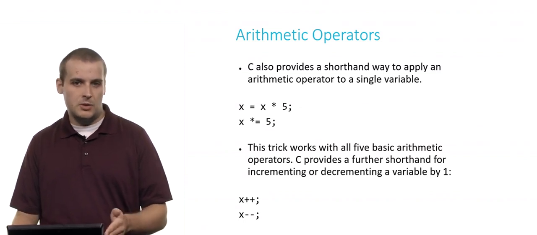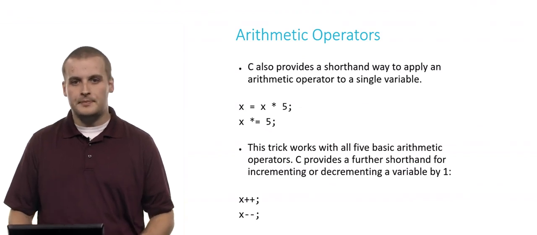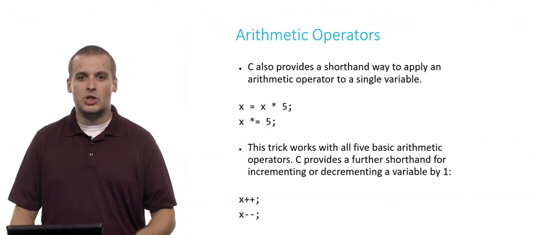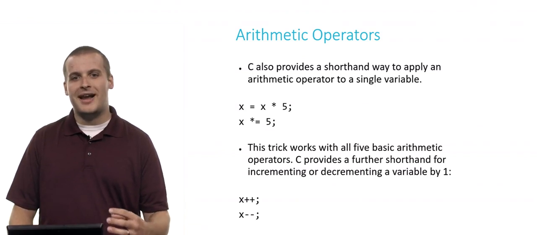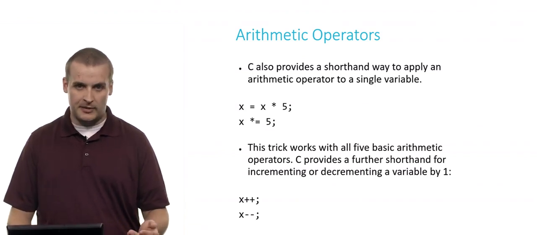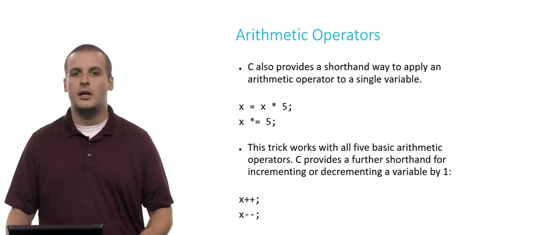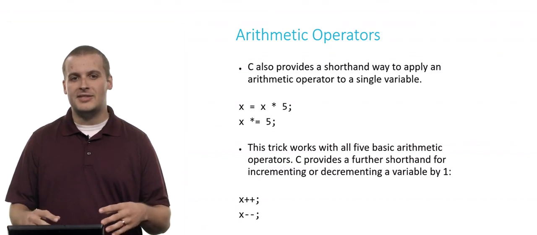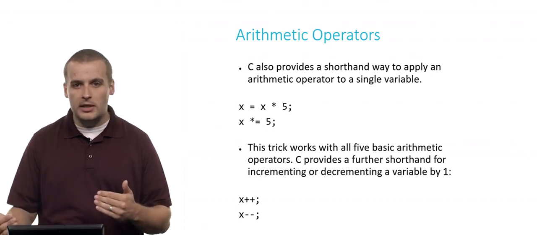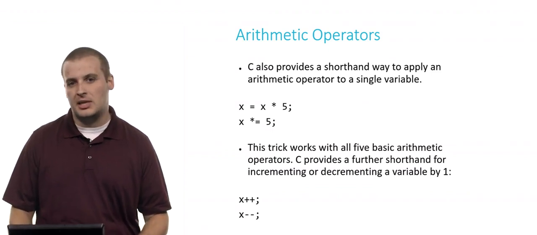So you could say x plus equals 5, minus equals 5, times, divide, and mod. All of those work. There's also something that's so common in C that we've decided to refine that even further. Incrementing a variable by 1 or decrementing a variable by 1 is such a common thing, especially when we talk about loops a little later on, that instead of saying something like x plus equals 1 or x equals x plus 1, we've even shorthanded that to x plus plus.